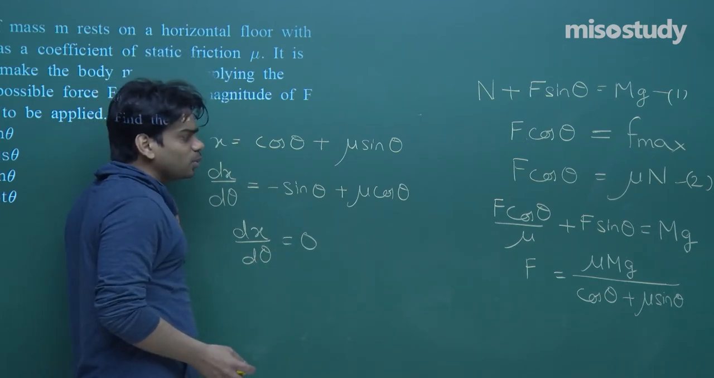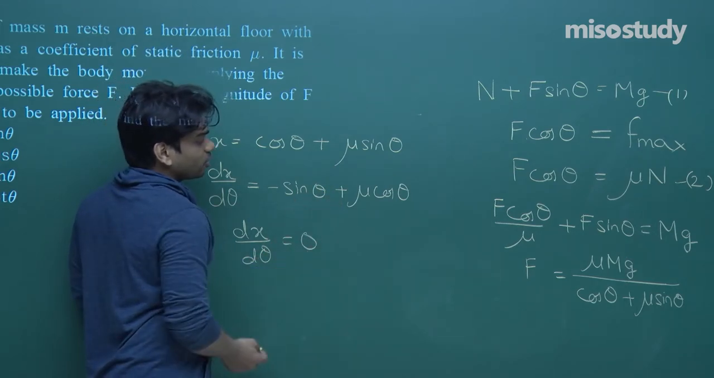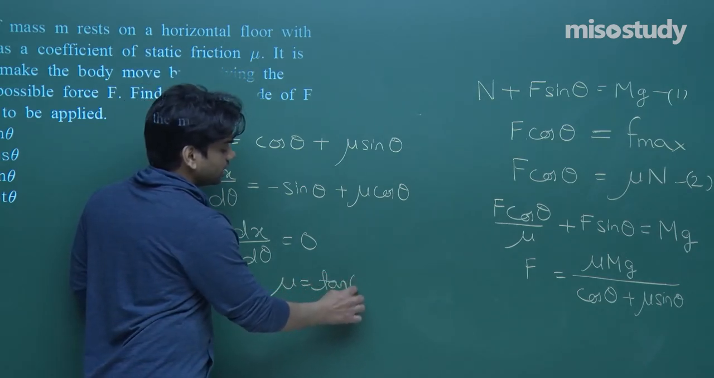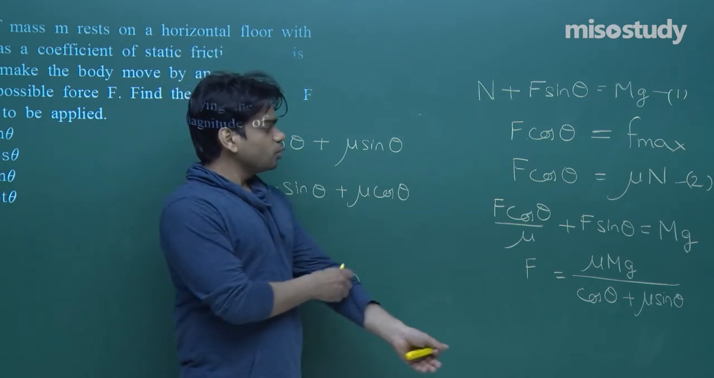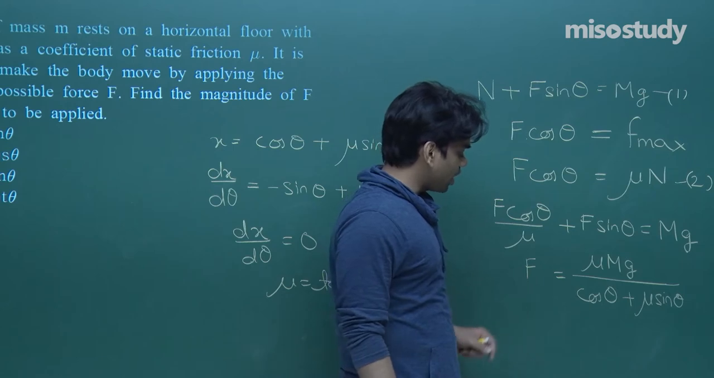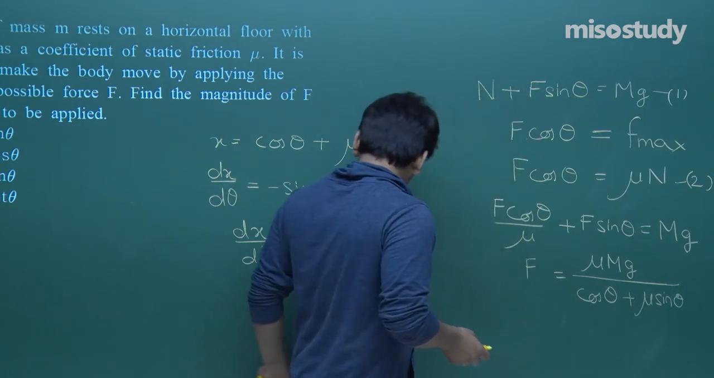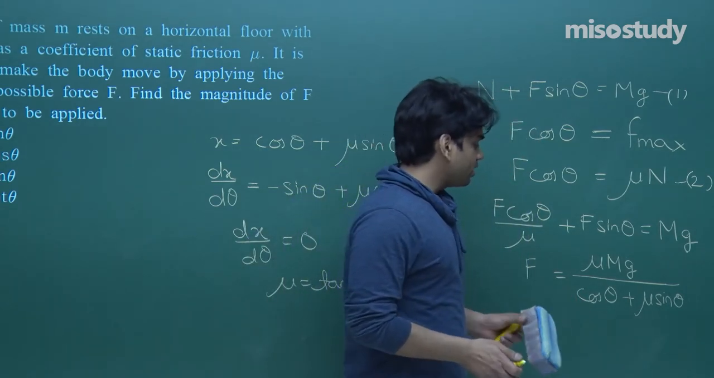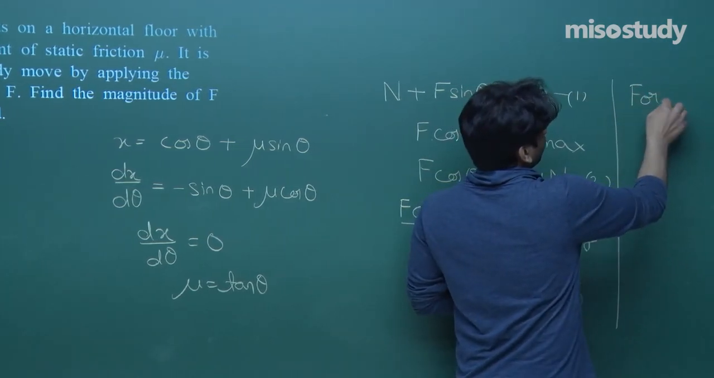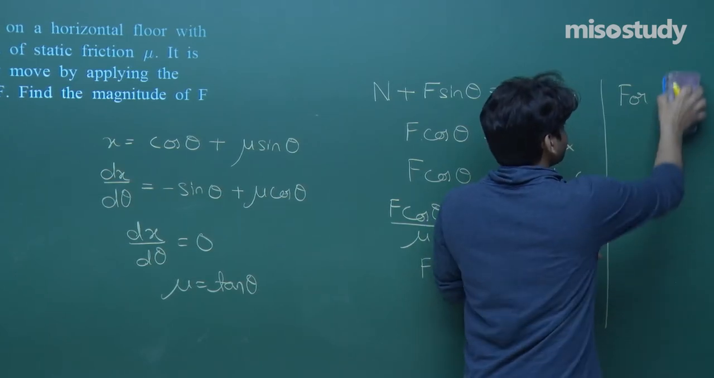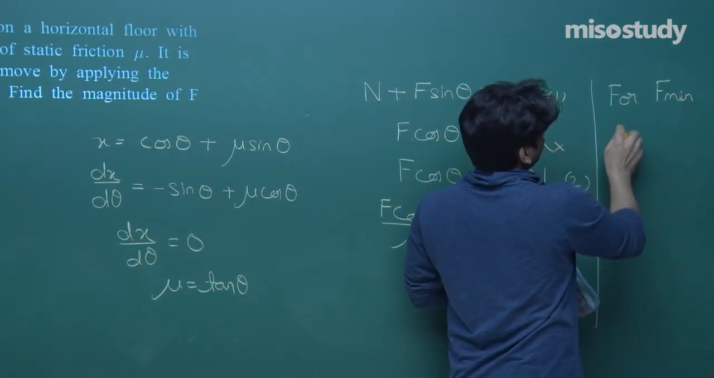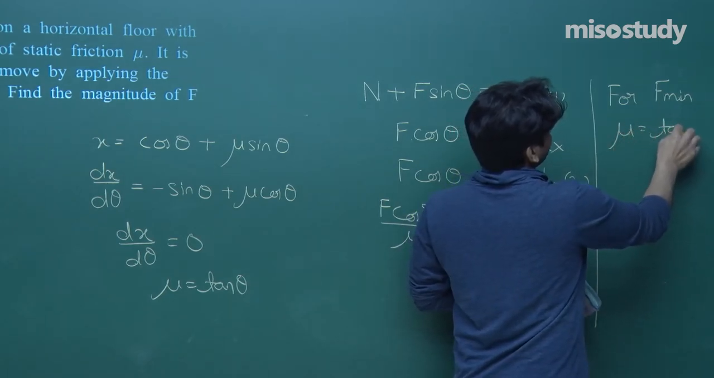Easily you can see that mu will come out to be sine theta by cos theta, that will be equal to tan theta. We'll see mu is equal to tan theta. So if you put here mu equals tan theta, you can easily obtain the value of F, that would be the F minimum, for the maximum value of the denominator. So for F minimum, put mu equals tan theta.